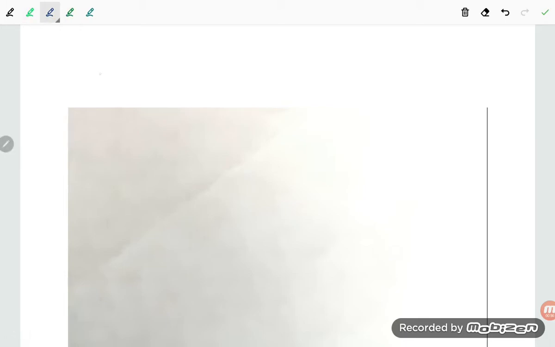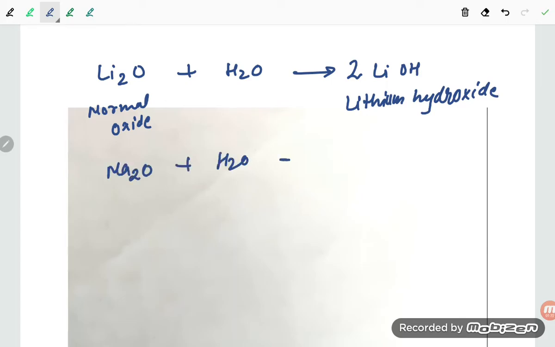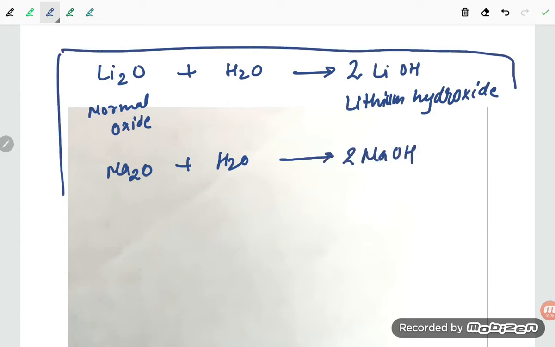Firstly, suppose lithium oxide, Li2O, is there. This is a normal oxide. If it reacts with water, H2O, it will give only one compound, the hydroxide LiOH, lithium hydroxide. Similarly, one more compound is Na2O. It will also react with water and give 2NaOH. So this is the first case.